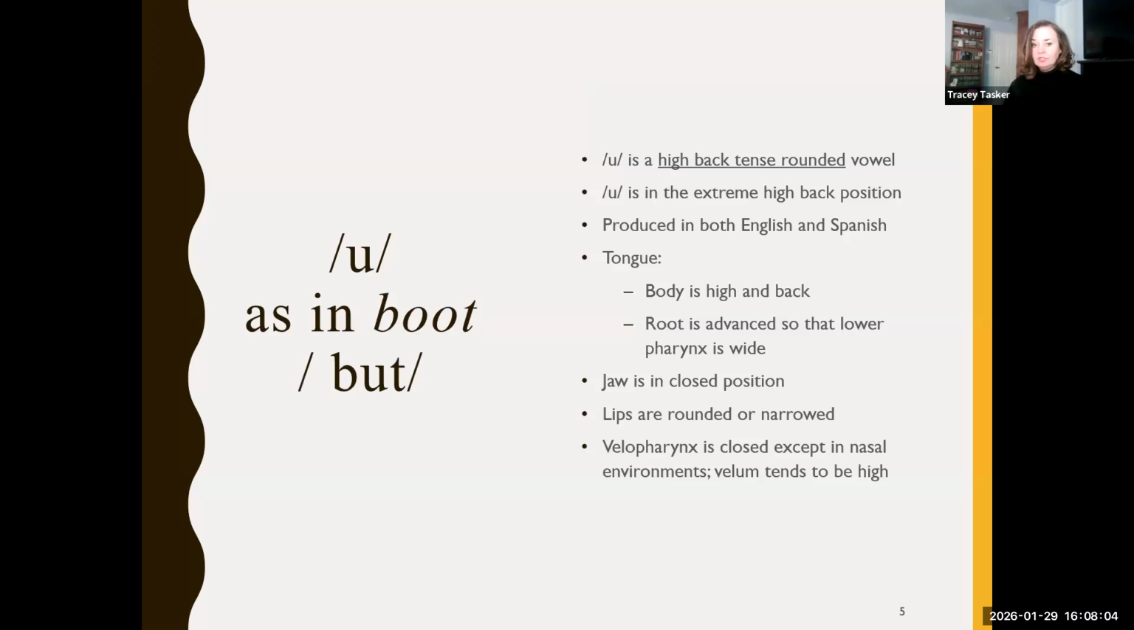Ooh, as in boot. You see, it's very rounded. This is a high vowel. So remember, high, mid, low. A high back vowel. These are going to be all back vowels. It's tense, and you saw my mouth was rounded. Ooh, you could feel the tension when you make that vowel, right?